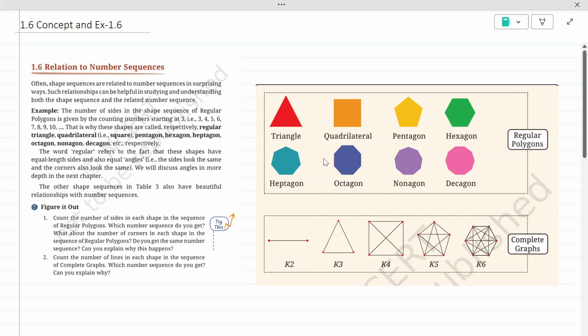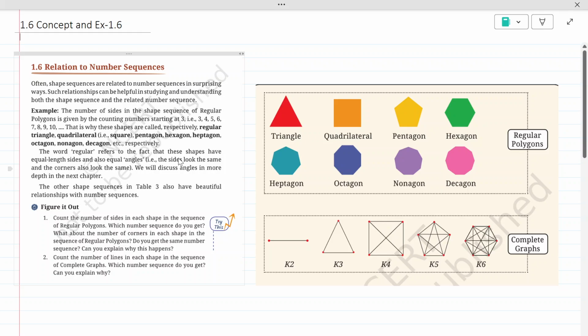So kids, we have already done this: in the case of the regular polygons, the smallest polygon will have 3 as the number of sides and vertices, and then it was increasing, right? And it was following the counting number sequence. The same has been written here. That is why these shapes are called regular triangle, quadrilateral, pentagon, hexagon, heptagon, octagon, nonagon, decagon, etc. Right? So the number of sides in a triangle is 3, in a quadrilateral is 4, a pentagon has 5, a hexagon has 6 and so on, and it is following the counting number sequence.